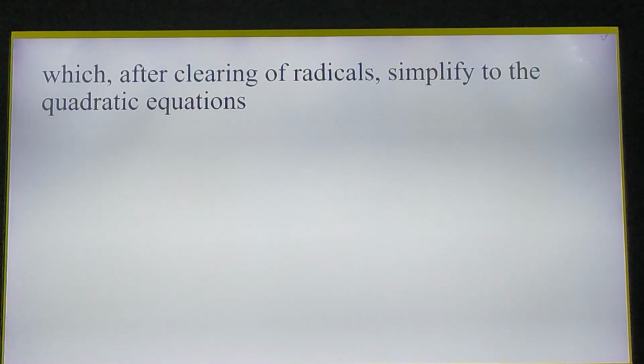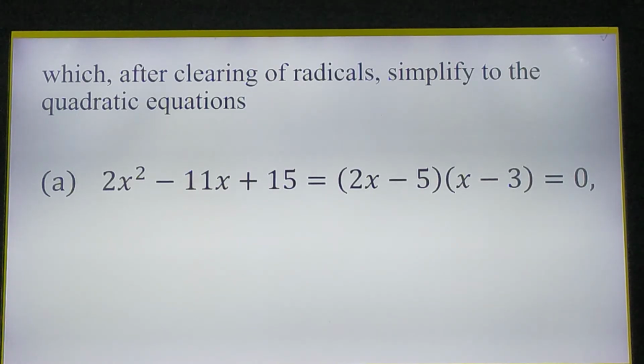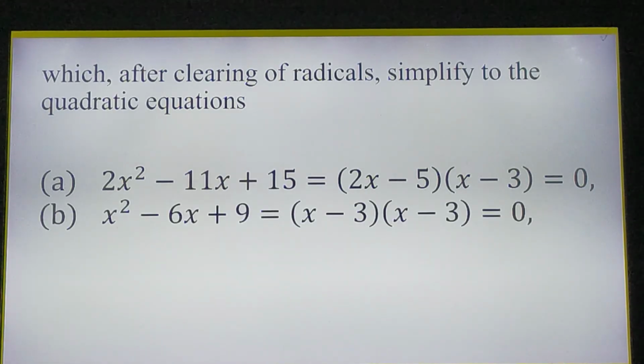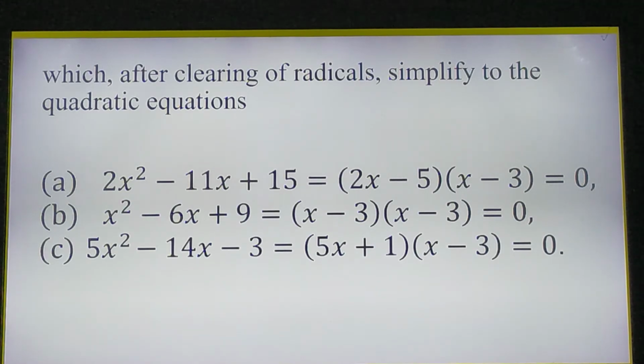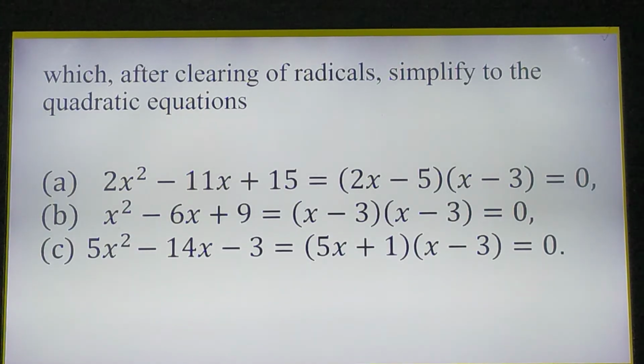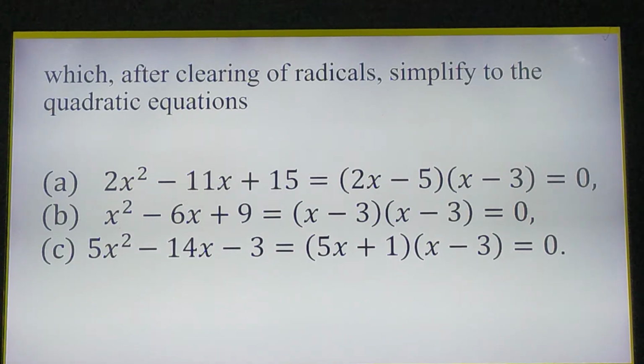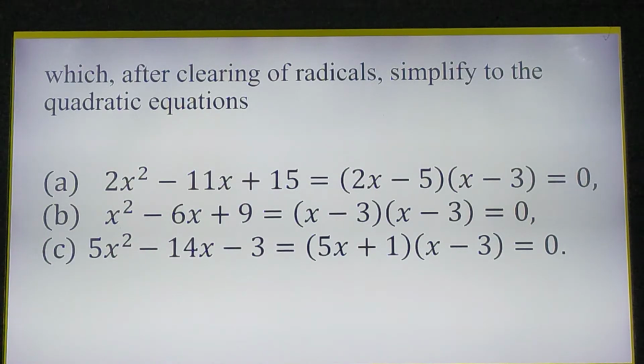Now, those three, after clearing of radicals, simplify to the quadratic equations. Letter A, 2x squared minus 11x plus 15, which is equal to the product of 2x minus 5 and x minus 3. Letter B, x squared minus 6x plus 9, which is the square of x minus 3, equals 0. And then letter C, 5x squared minus 14x minus 3, which is the product of 5x plus 1 and x minus 3, equals 0.